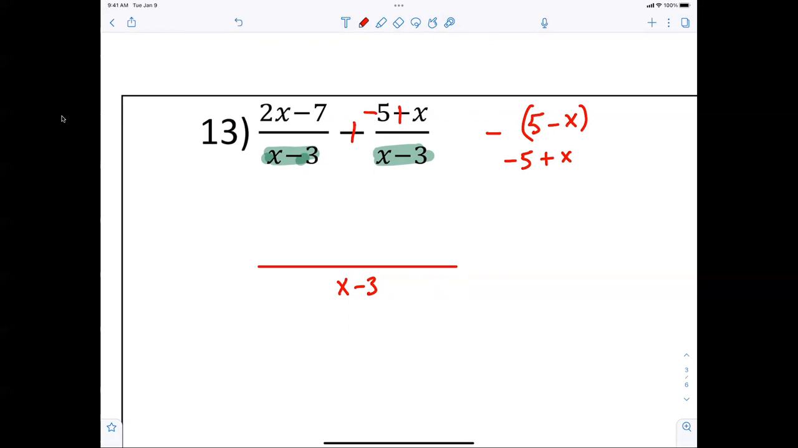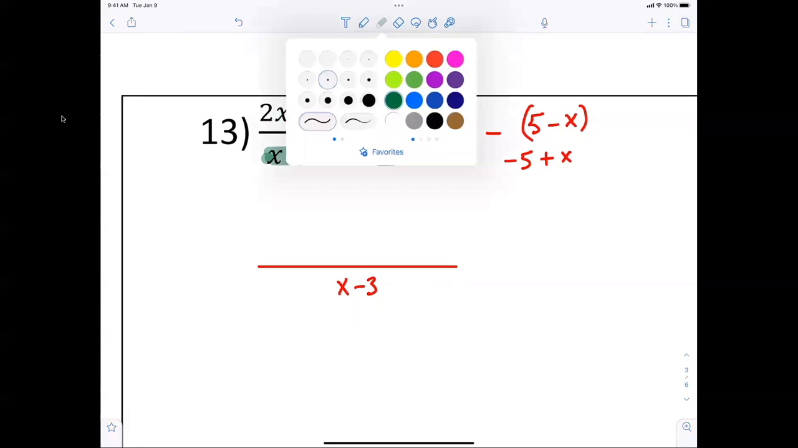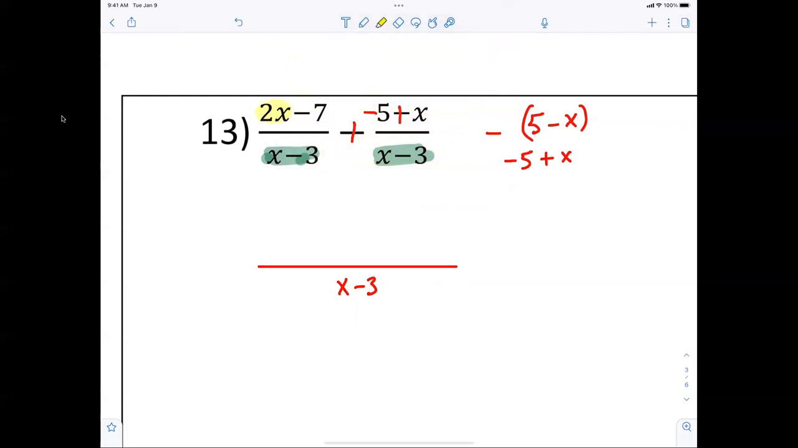When I combine these terms, 2x and x becomes what? 3x. 2x plus 1x is 3x. Now you're looking at -7 and -5. -12.